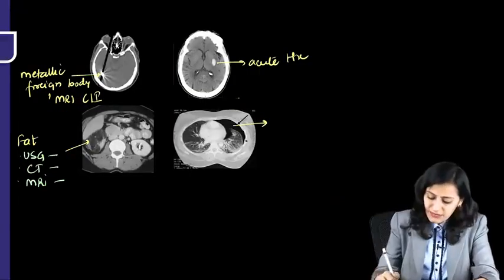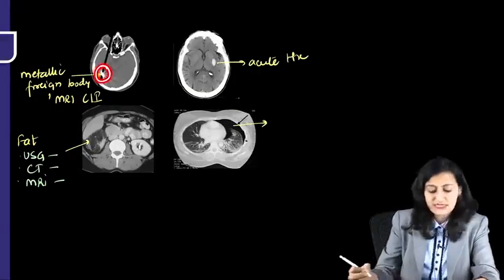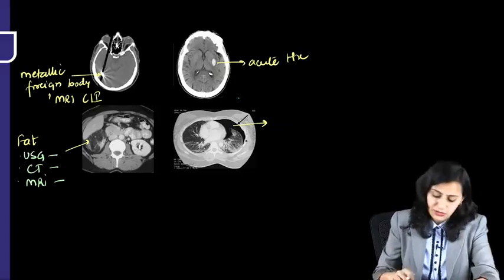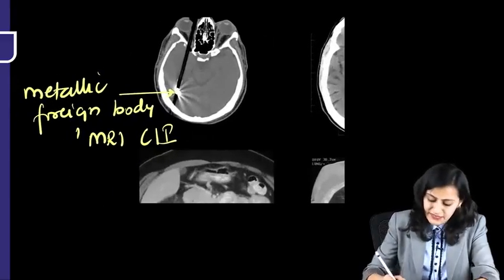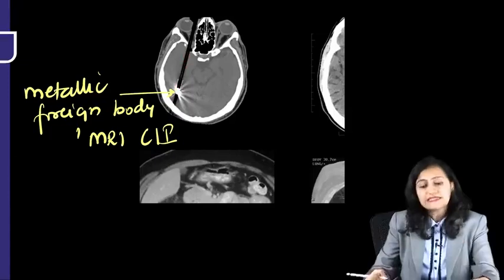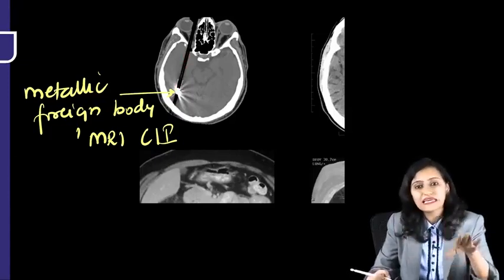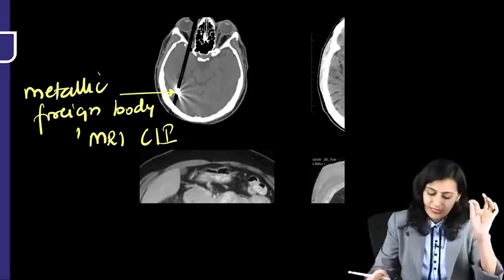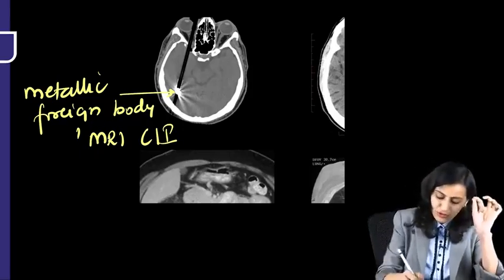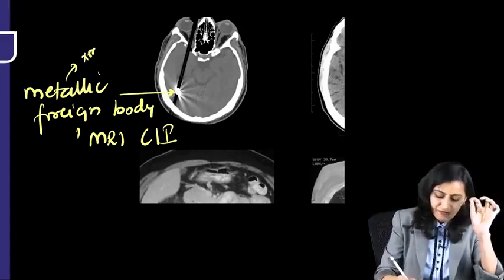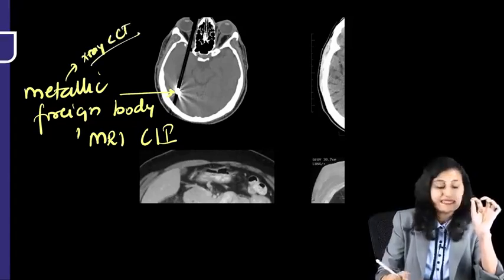So look at some images here. What is this image showing? This is a metallic foreign body. How do I know that? Because it's white and it is giving this artifact, the streak artifact. So remember, for metallic foreign bodies, MRI is contraindicated. Any metal is contraindicated in MRI. So for those, what is the investigation of choice? First is X-ray, better than that is CT scan.